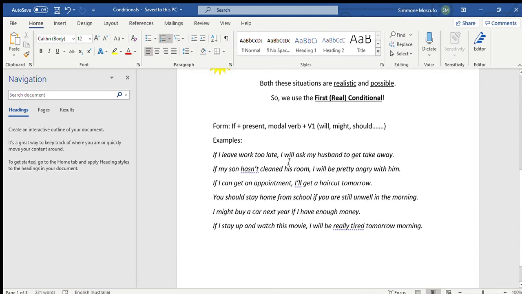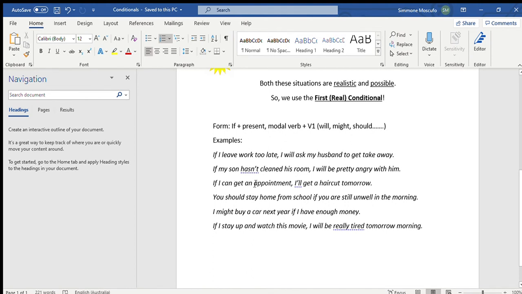All right, so I've got some examples here. These are all realistic things that could happen. If I leave work too late, I will ask my husband to get takeaway. This is completely realistic because sometimes I leave work really late. If my son hasn't cleaned his room, I will be pretty angry with him. This is very realistic because my son never cleans his room and I always get angry with him about it because it's disgusting.